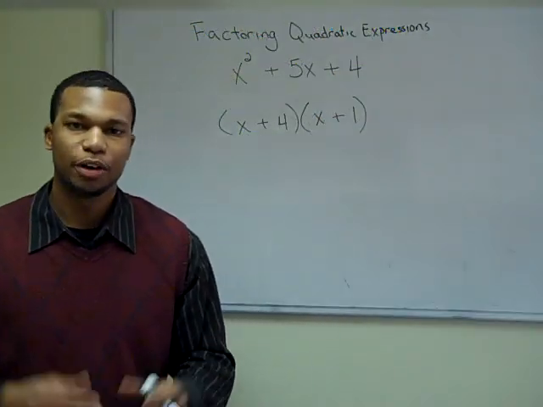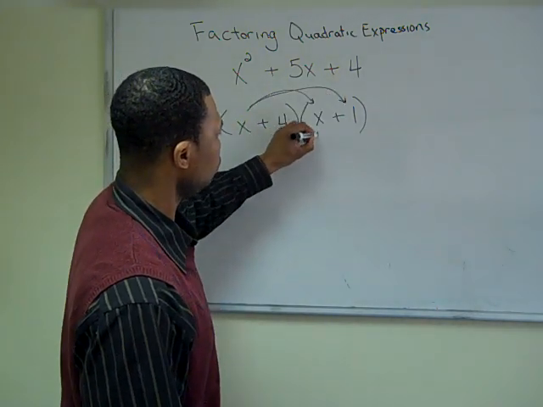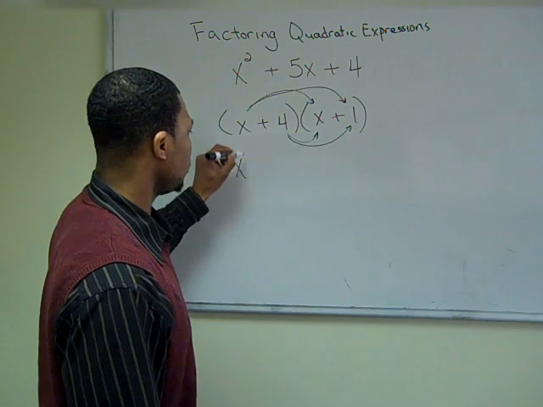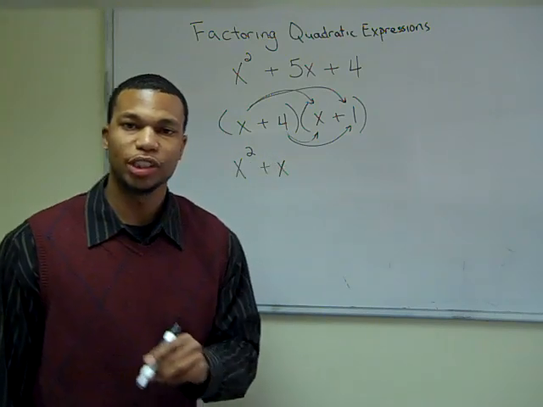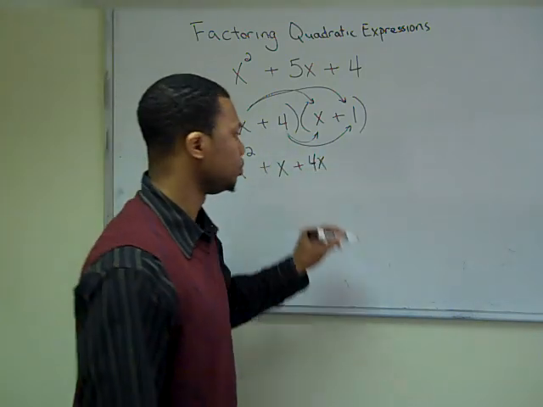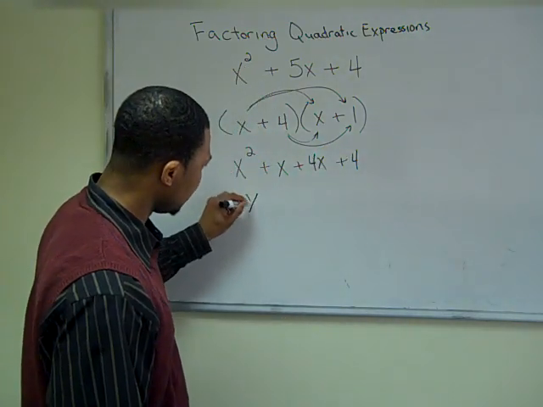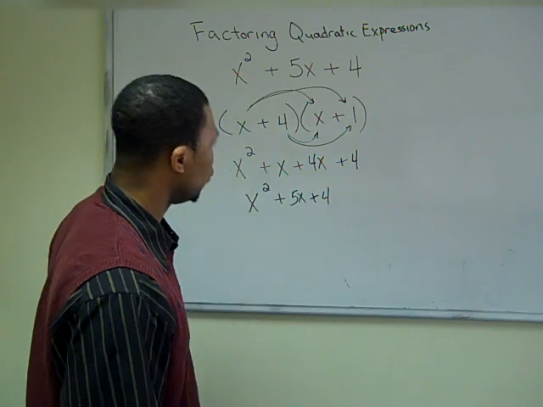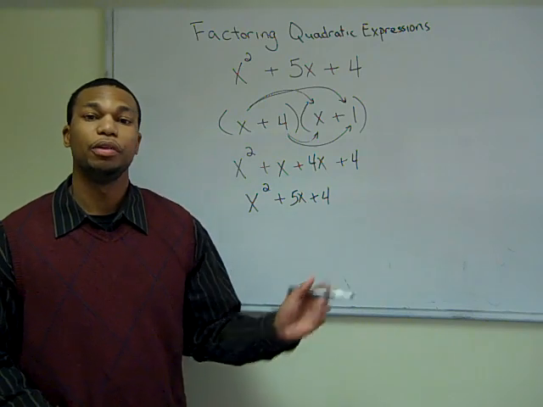We can check our solution by remultiplying the terms. So we're going to multiply x times the x, x times the 1, 4 times the x, 4 times the 1. X times x is x squared. X times 1 is x. 4 times x is 4x. 4 times 1 is 4. If we combine our like terms, we get x squared plus 5x plus 4. So our factored solution matches our original problem. So therefore, we know that we factored it correctly.